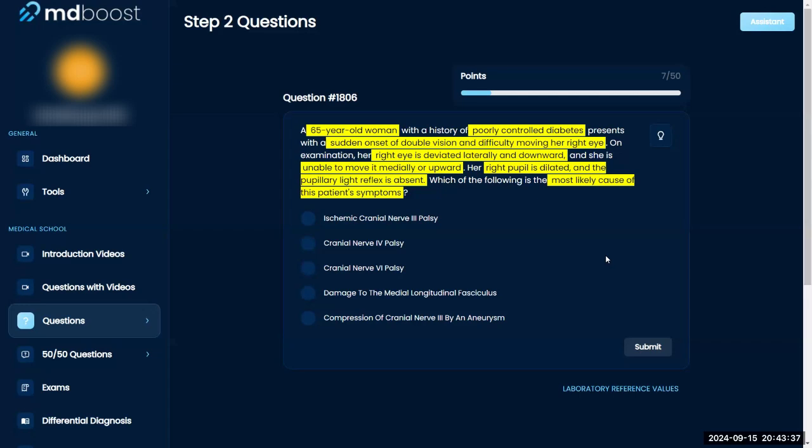Damage to MLF is more of an MS problem. I usually think about that. Poorly controlled diabetes is probably something with like a blockage here. It's the compression of cranial nerve 3 by an aneurysm. I would think more ischemic than a straight palsy. It doesn't really fit a straight palsy. So I would go with A, ischemia of CN3.